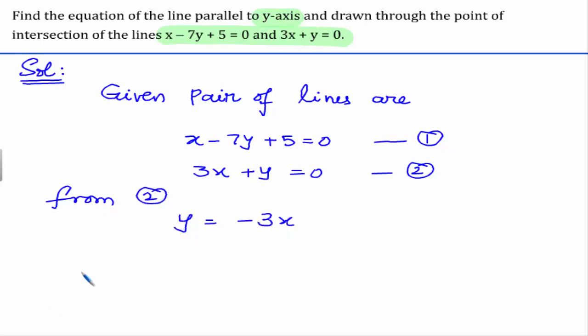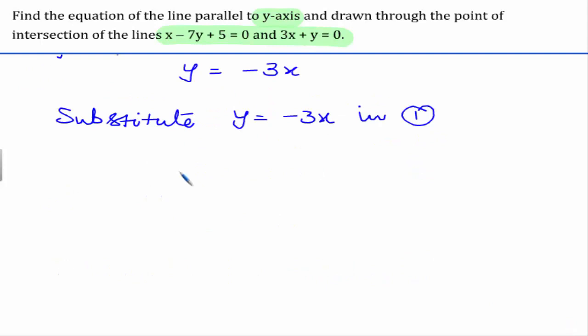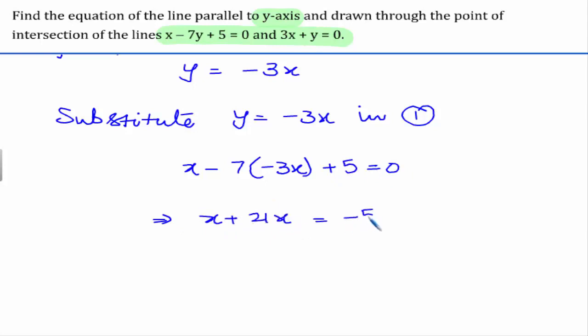Now let us substitute y is equal to minus 3x in equation 1. That is x minus 7 into minus 3x plus 5 is equal to 0. This is x plus 21x is equal to minus 5. So this is 22x is minus 5. So x is equal to minus 5 by 22.